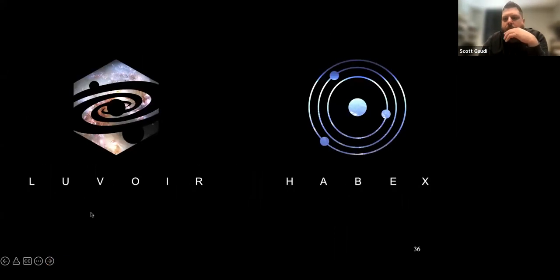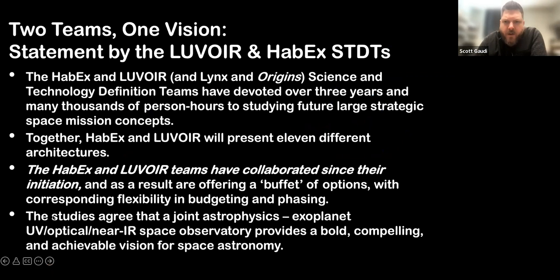Okay, so I'm going to focus mostly on LUVOIR and HABEX. I'll mention Origins briefly. I won't have time to talk about Lynx, but all 4 have some exoplanet applications. LUVOIR and HABEX have the largest fraction of their science dedicated to exoplanets, in particular direct imaging and characterization of nearby exoplanets. We got asked a lot during the course of these studies, what is the difference between HABEX and LUVOIR?